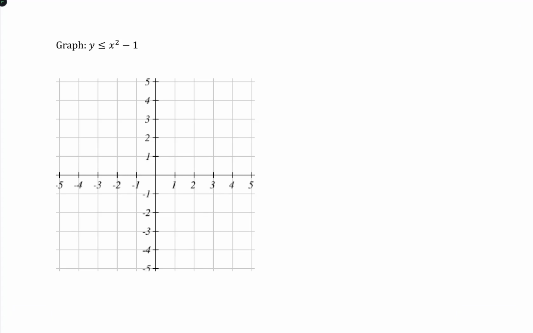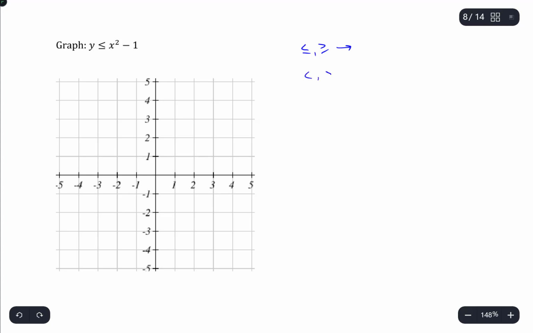Graph y is less than or equal to x squared minus 1. So to graph a nonlinear inequality, the process is the same. You graph the nonlinear function as you would normally. The only thing you have to pay attention to is greater than or equal to or less than or equal to, versus less than or greater than, because that decides whether you use a solid line versus a dashed line.